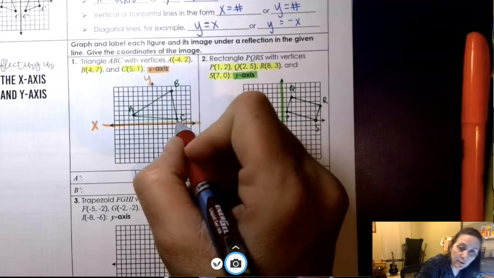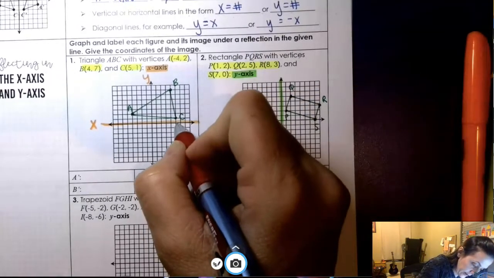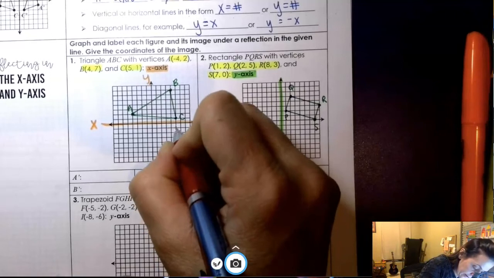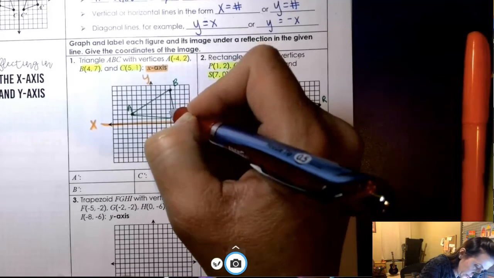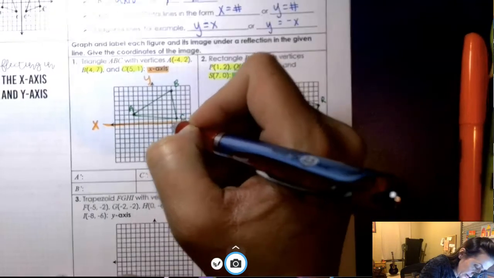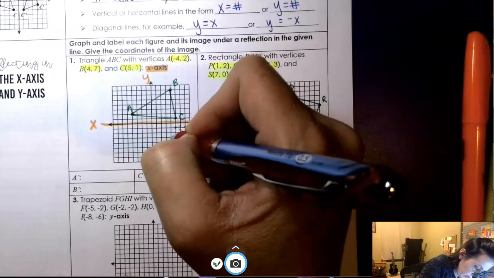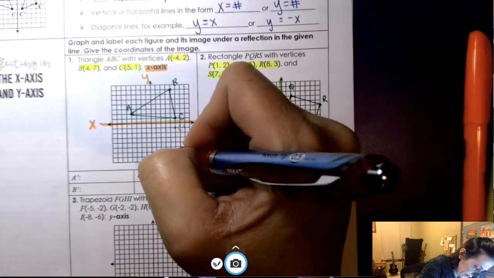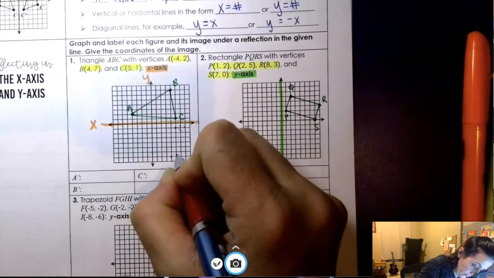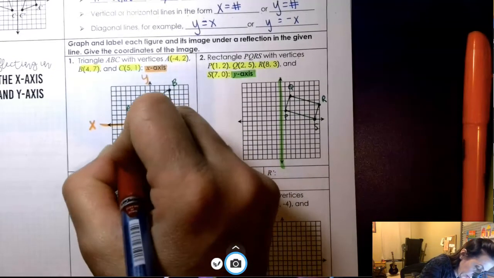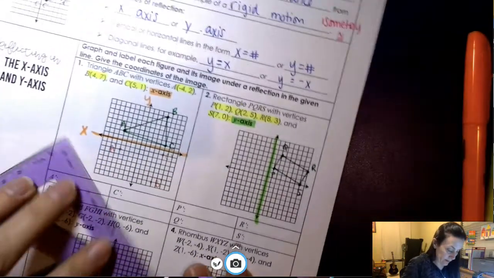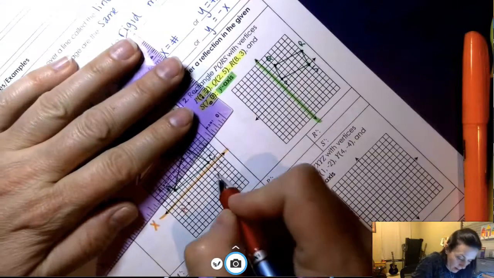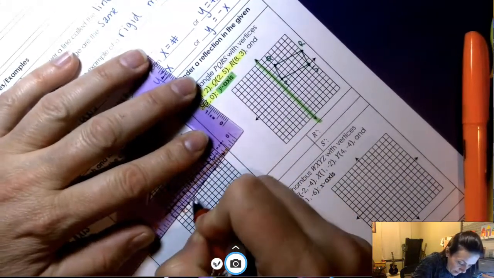I'm going to reflect it over here. Really all I have to do is I count to the line and I count to the other side. Here's my C prime. Count to the line, 1, 2, 3, 4, 5, 6, 7. Count 1, 2, 3, 4, 5, 6, 7. Here's my V prime. 1, 2, 1, 2. Here's my A prime. So my new shape, all I had to do is count to the line, count away from the line the same amount of units.